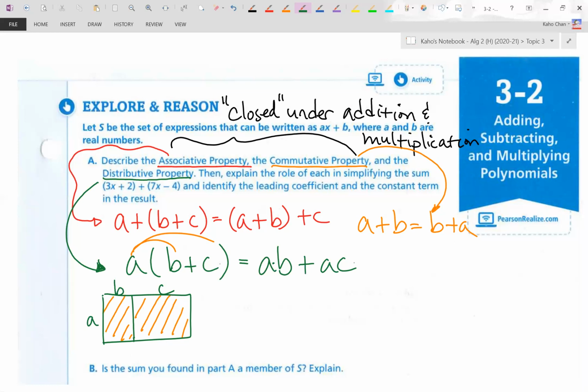I'm going to go ahead and switch over to the next page. Any questions about these three properties? We're going to be applying these all to polynomials, okay? That's the key today. We're just going to apply those properties. Next page.